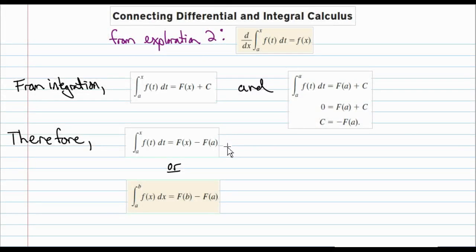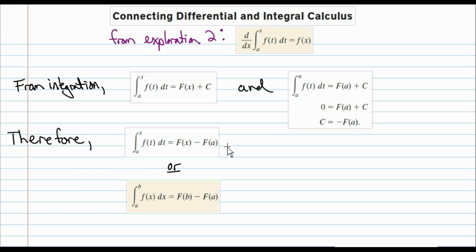This is the screencast for section 5.3, example 4. We're going to connect differential and integral calculus. We're starting that process. 5.4 is the fundamental theorem of calculus. Fundamental does not mean easy, ladies and gentlemen. But anyway, here is the piece that is going to connect derivatives and integrals that we're moving into in section 5.4.